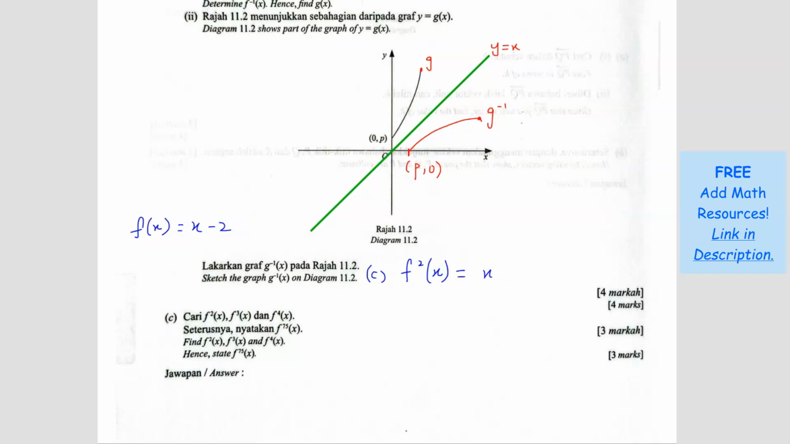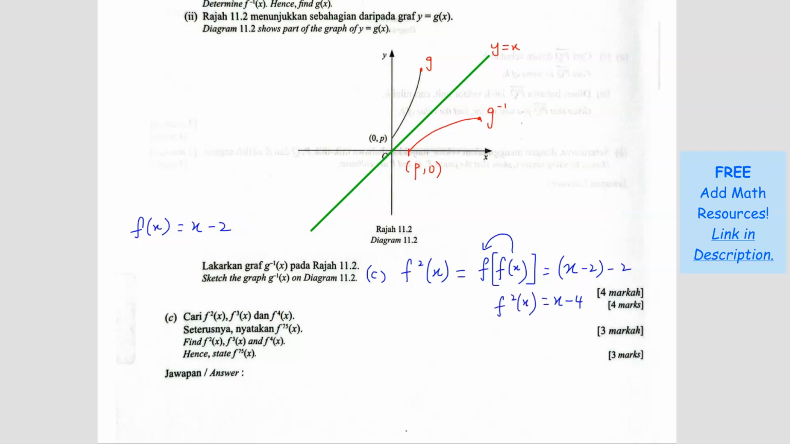f² means f of f, which means you're substituting the f(x) into the f itself again. f(x) is x minus 2, you substitute into x minus 2 again, so x minus 2 minus 2, so you get x minus 4. Okay, so this is f².